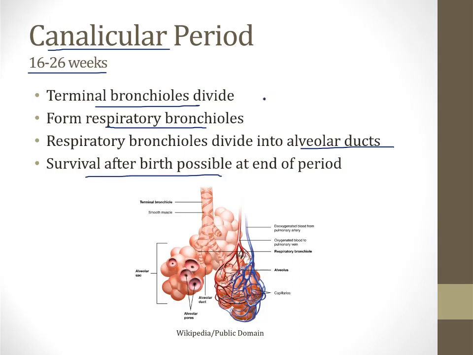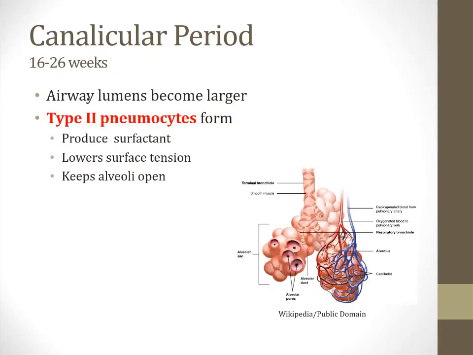after birth is possible. So basically, 26 weeks is about the earliest a baby can be born prematurely and survive, and that's because it takes this long for alveolar type structures to develop so the baby can breathe. Other things that happen during the canalicular period are that the airway lumens become larger, and very important cells, the type 2 pneumocytes, form. These are the cells that produce surfactant, which I talk about in other pulmonary videos. What surfactant does is it lowers the surface tension to keep the alveoli open.